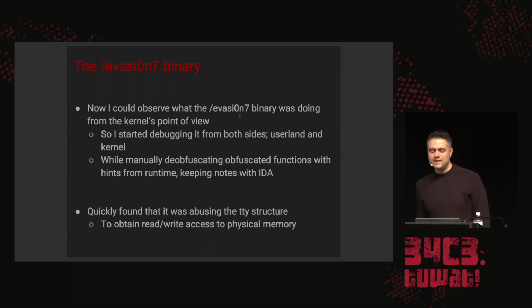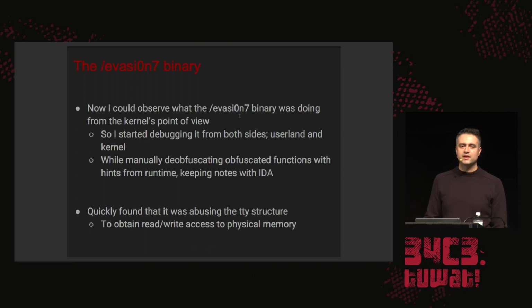Okay, so now I could debug the Evasion 7 untethered binary both from the userland side and from the kernel side. And that was good because I was analyzing at runtime, and at the same time I was reversing it in IDA. So the obfuscation, I could deal with much faster since I was taking hints from runtime. At that point, things started moving fast, and I quickly found that it was abusing the DTrace structure to obtain read-write access to physical memory. That was interesting to me, but I was expecting something else.